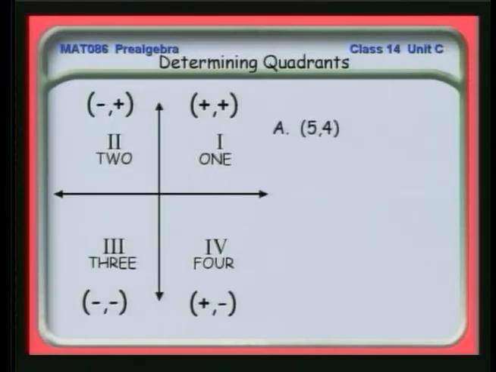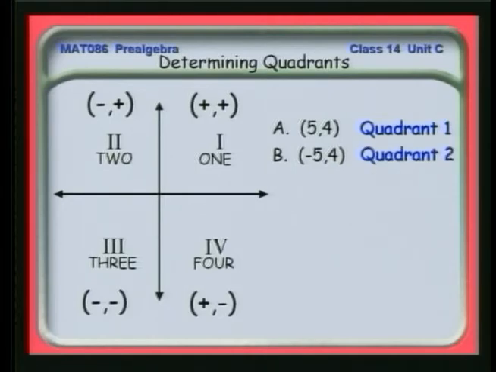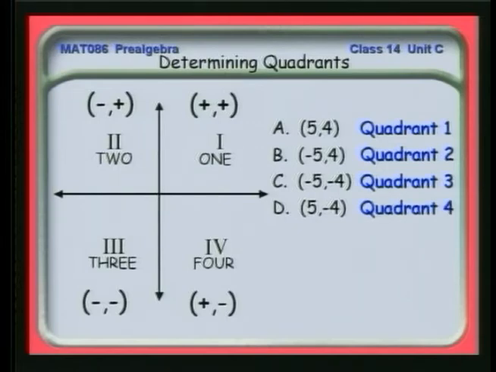What quadrant, if I had 5, 4, what quadrant would that appear in? That would be quadrant 1. If I had minus 5, 4, x is negative, that would be in quadrant 2. If I had minus 5, minus 4, they're both negative values, that's quadrant 3. And if I had 5, minus 4, x is positive, y is negative, that would be in quadrant 4.